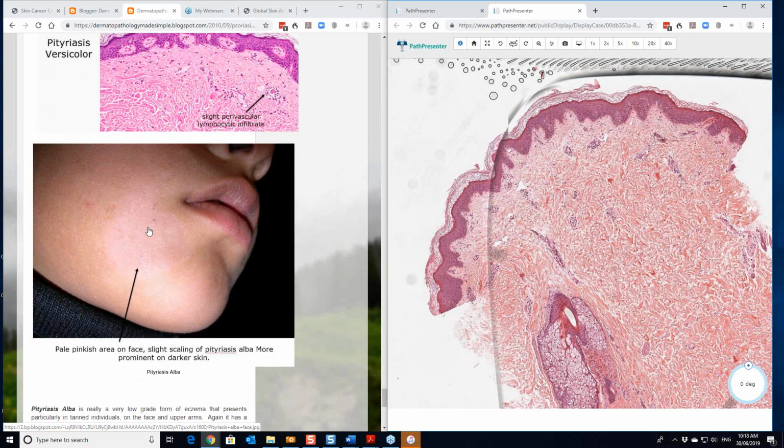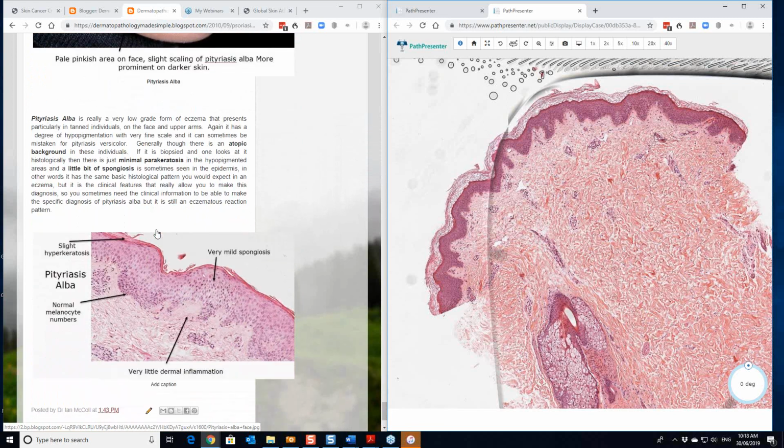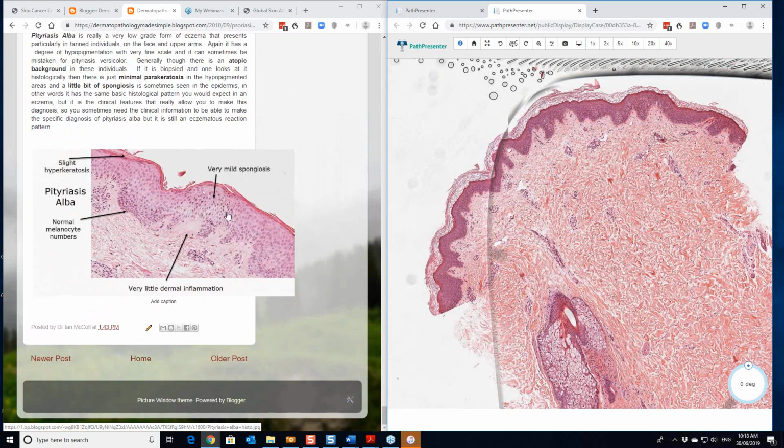The other pityriasis you might see is pityriasis alba, but again, it's not as white as you would see in vitiligo, though it might be biopsied. It has a very fine scale. This is just a low-grade dermatitis, and the histopathology is a very mild spongiosis, a little bit of hyperkeratosis, and normal melanocytes, because remember the differential is vitiligo, but you can still see melanocytes in the dermis. This is another one that can sometimes be very difficult to diagnose, and you always do a PAS to make sure that it isn't pityriasis versicolor.